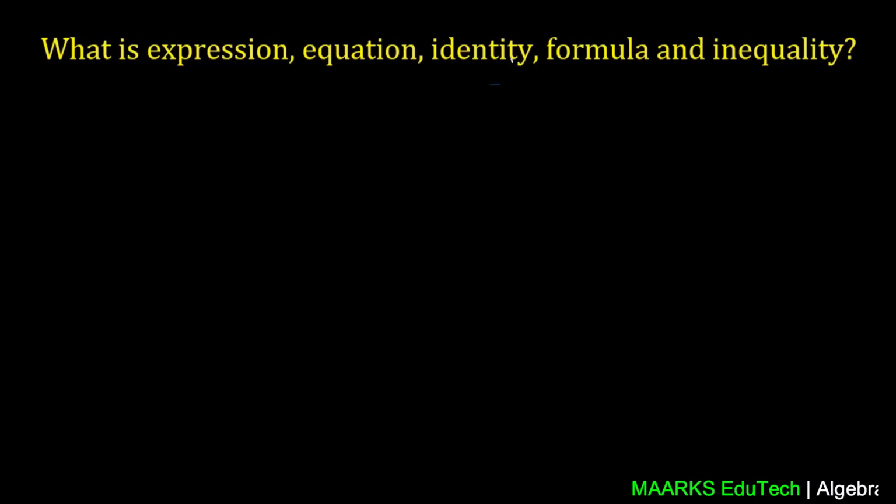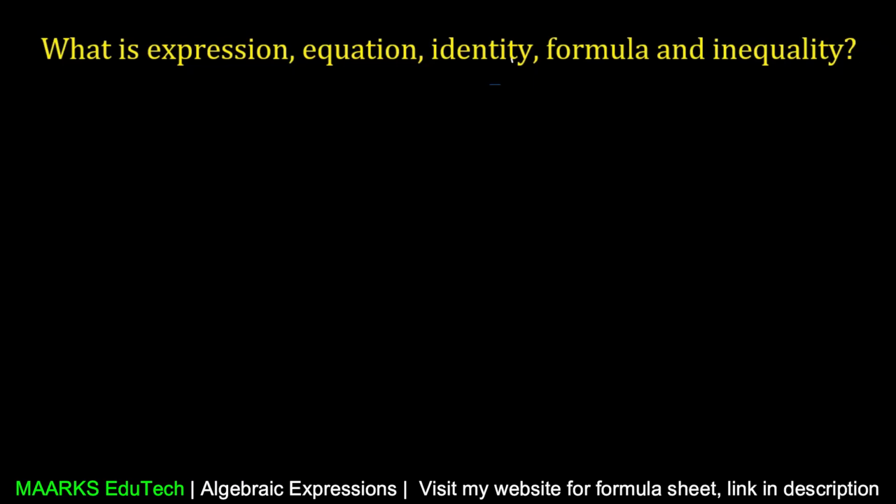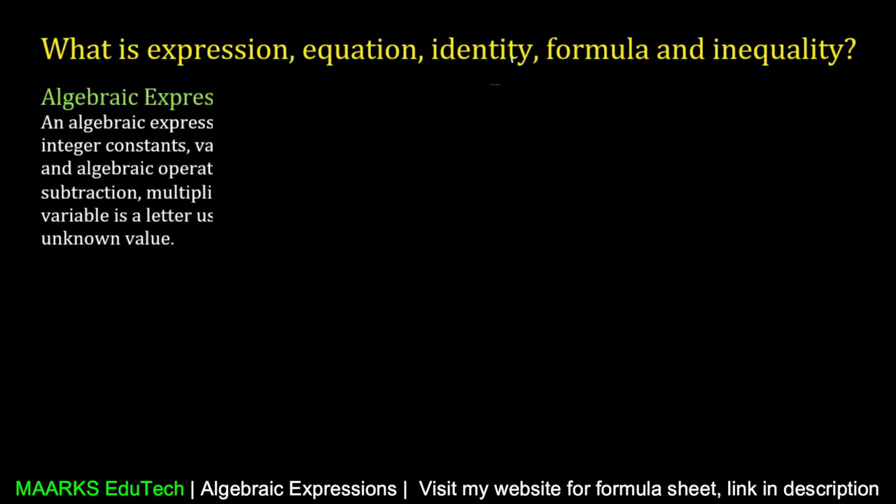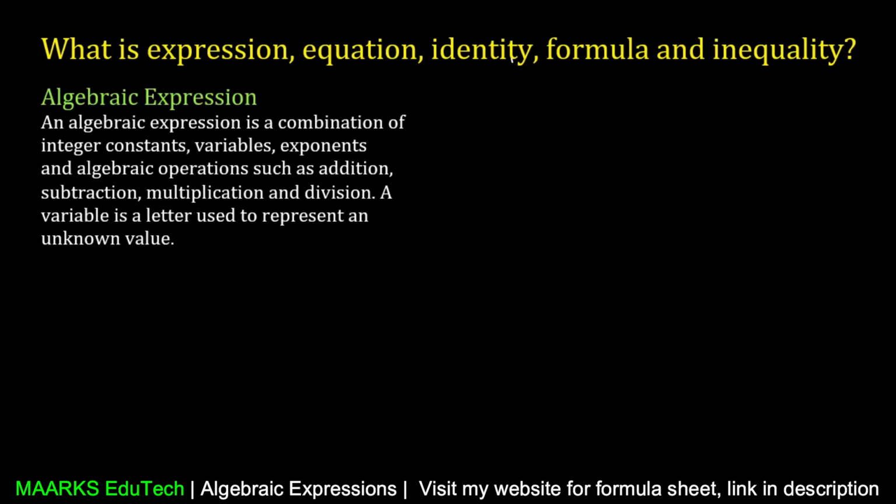Today I'll tell you about what is expression, equation, identity, formula and inequality. So I'll start with algebraic expression. An algebraic expression is a combination of integer constants, variables, exponents and algebraic operations such as addition, subtraction, multiplication and division. A variable is a letter used to represent an unknown value. So this is the definition of algebraic expression.